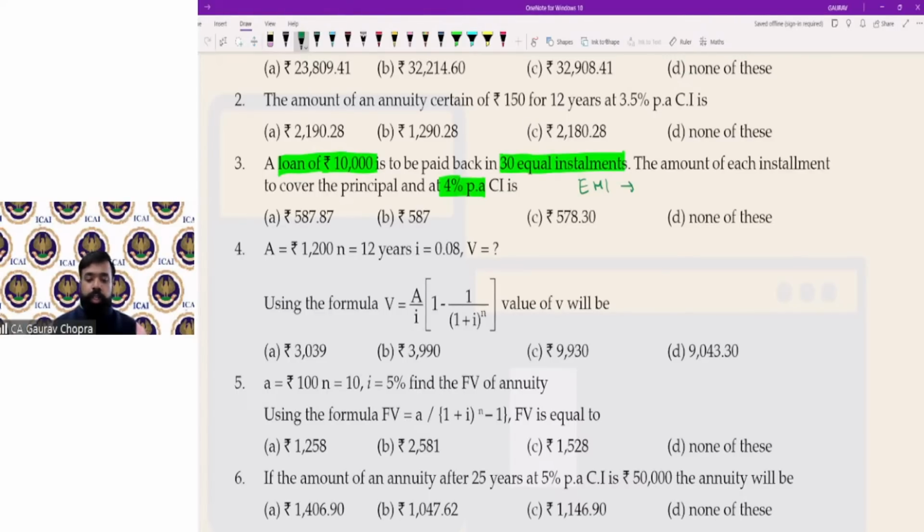Then use the GT button, M plus, now 10,000, divide by MRC, and you will get the answer 578.3. So option number C is correct. Option number C is correct.